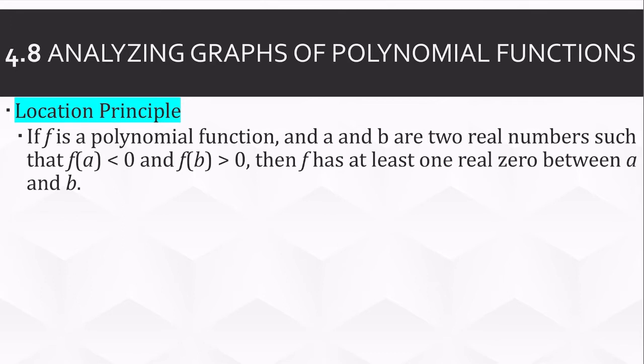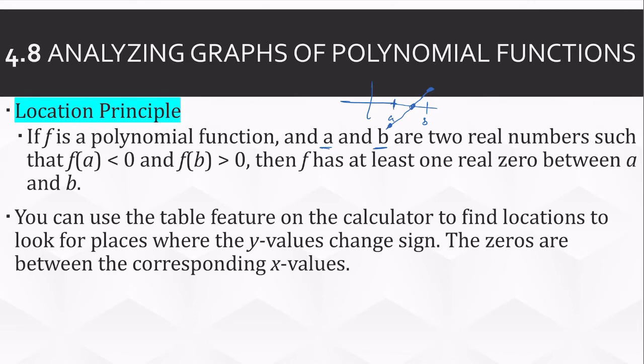Since the graphs are all smooth with no holes or sharp corners, we have something called the location principle. It says if we have a polynomial function and a and b are two real numbers, such that f of a is less than 0 and f of b is greater than 0, then f has at least one real 0 between a and b. So in other words, if we have our graph, and let's say here is a and here is b, so I know some point is negative at a and positive at b, notice in between there must be a 0.